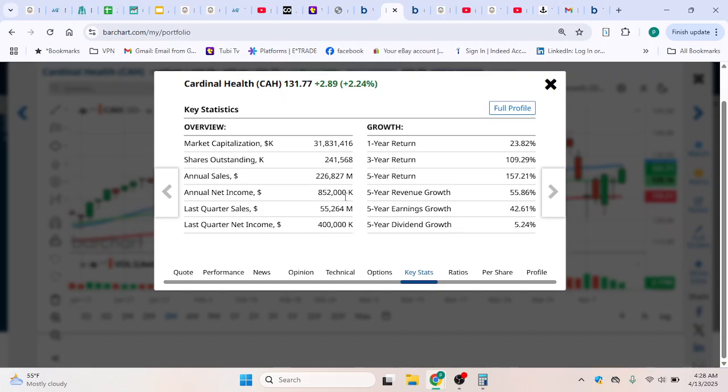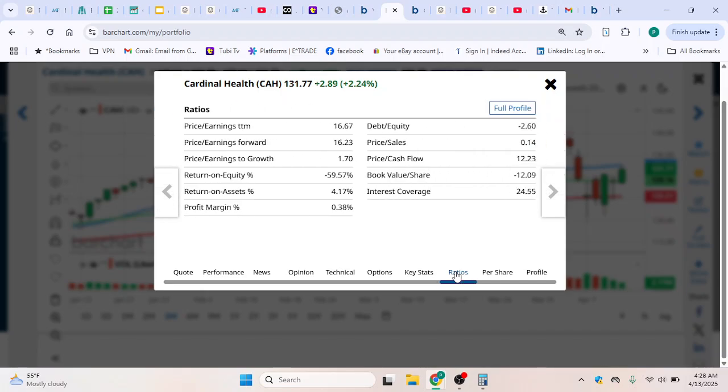So what do I like about these numbers? I like that last quarter net income, $400 million. Annual income, $852 million. So what do I see there? I see in the last quarter or 3 months, they've earned almost half of their annual net income. So it looks like they're very profitable based on those numbers.